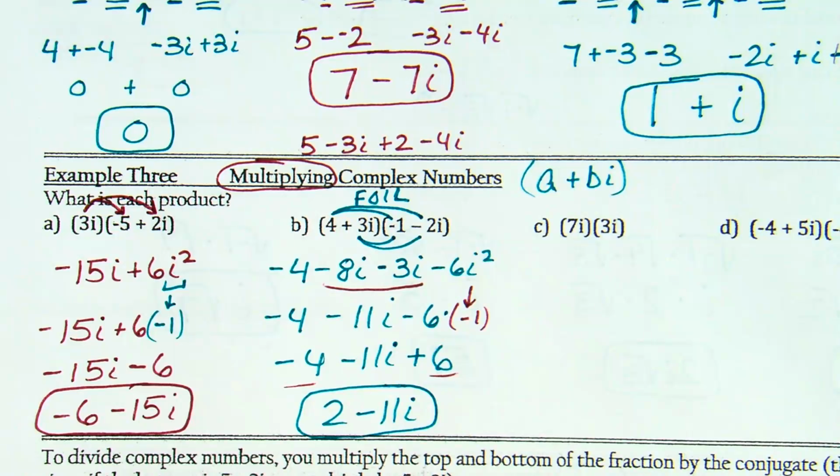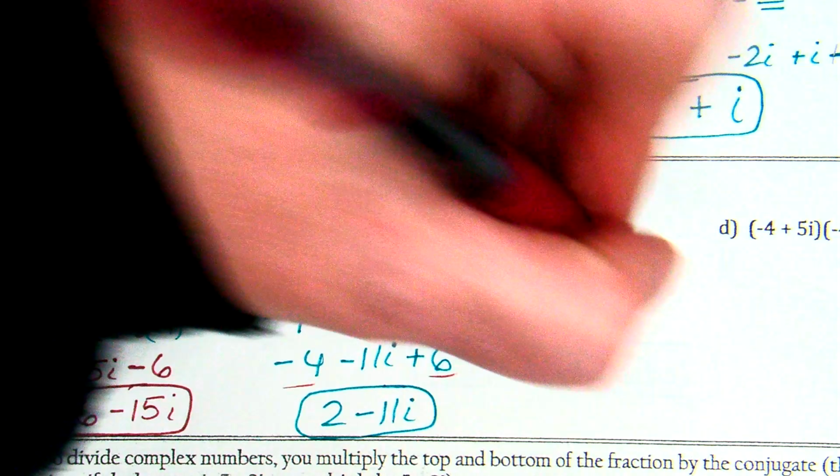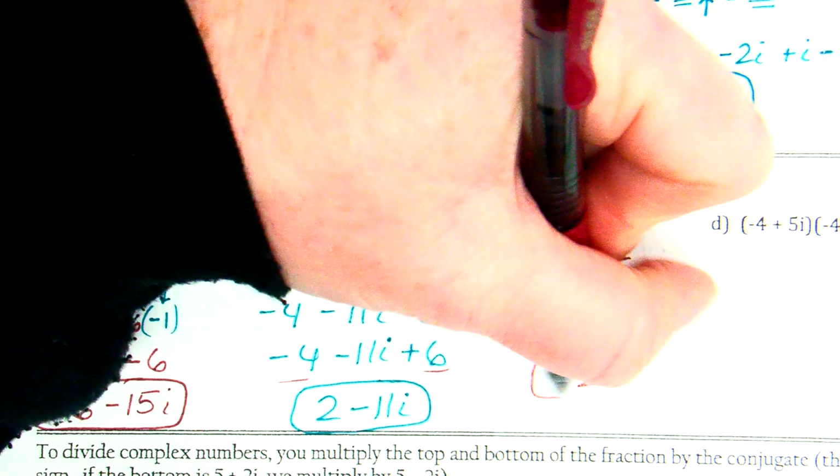Okay, C. How do I multiply 7i times 3i? Do I FOIL? No, because it's just a 7i and a 3i. Do I distribute? No, just multiply. What is 7i times 3i? 21i squared. Can I leave that as my answer? What do you know about i squared? So this is 21 times negative 1, which is negative 21.